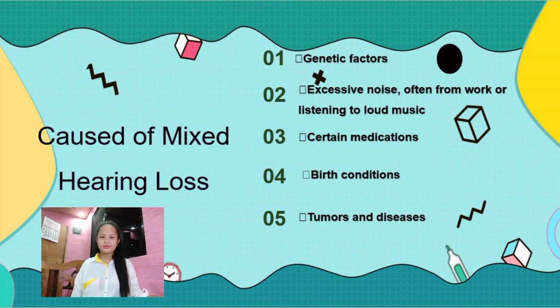Fifth is tumor and disease. As seen in the picture, an acoustic neuroma, or vestibular schwannoma, is a benign tumor that forms on the equilibrium, vestibular, and hearing cochlear nerves that connect your inner ear to your brain. Hearing loss and imbalance can result from the tumor pressure on the nerve.